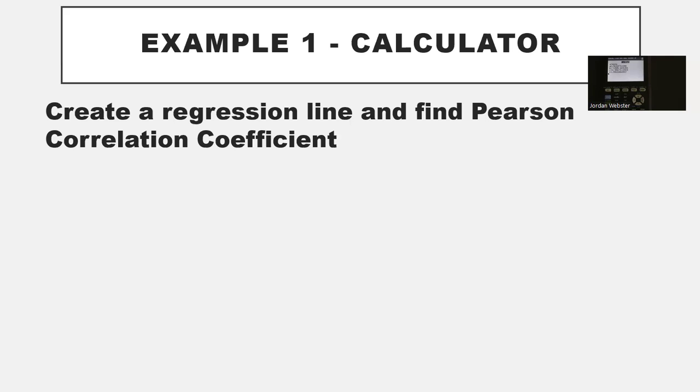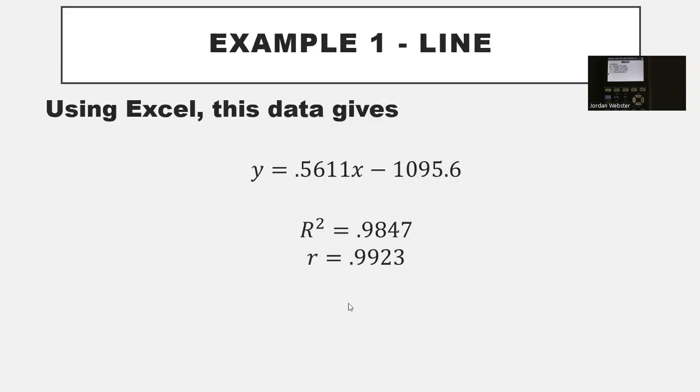So that's how we can find the regression line and the Pearson correlation coefficient with our calculator. And this is exactly what I got out. Sometimes in different classes, they'll ask you to round to different values, but this is it. The line is y equals 0.5611x minus 1095.6. You can see that I got that with the TI-84, but you can also get this line using other programs like Excel as well. It'll give you the exact same line.